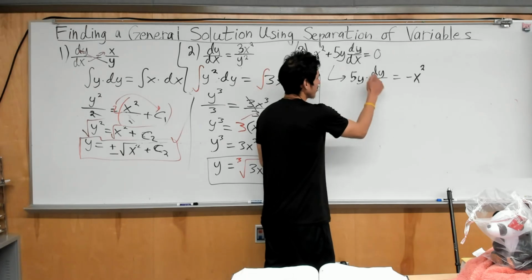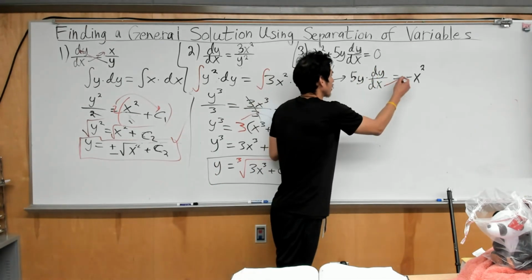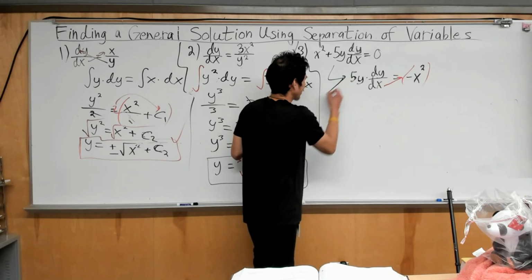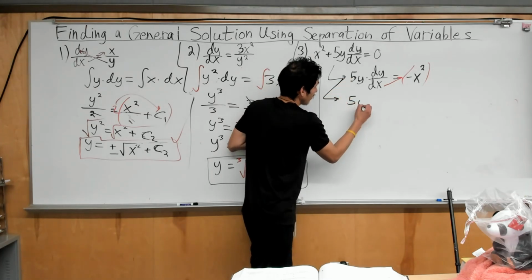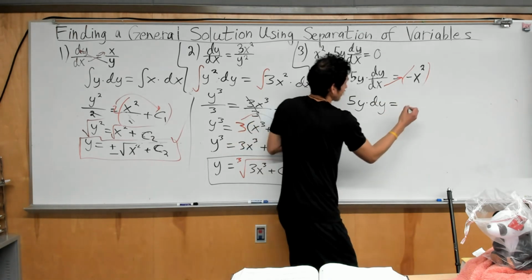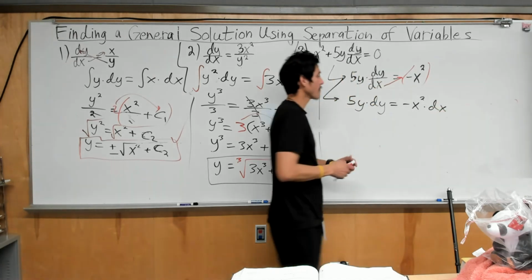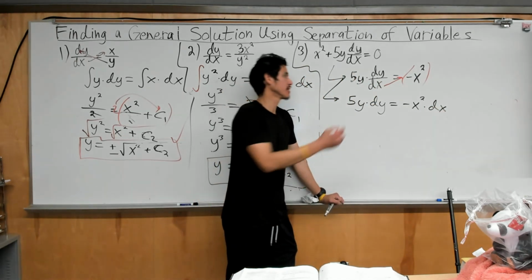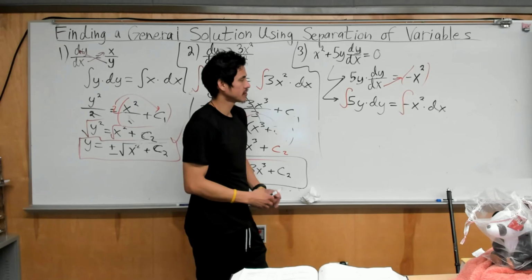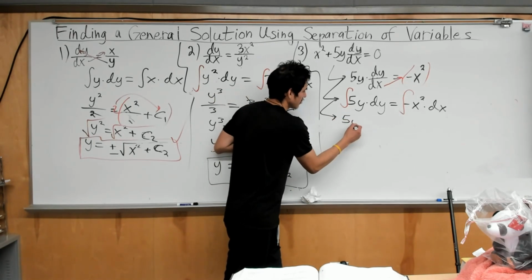Now we see that we have the dy in the numerator on the left. So then we just multiply the right side by dx. And so we'll get 5y dy is equal to negative x squared dx. Now we integrate because we have the y's and x's separate. And from here, we go ahead and use the reverse power rule.